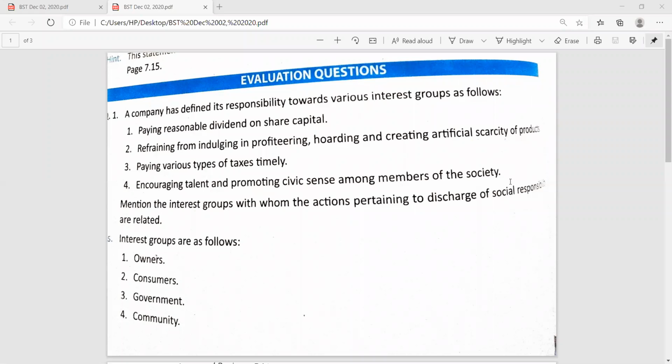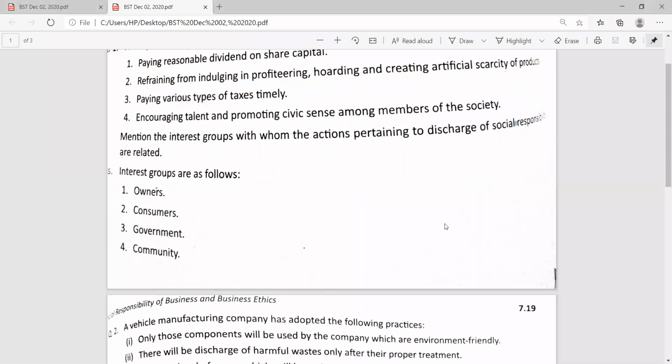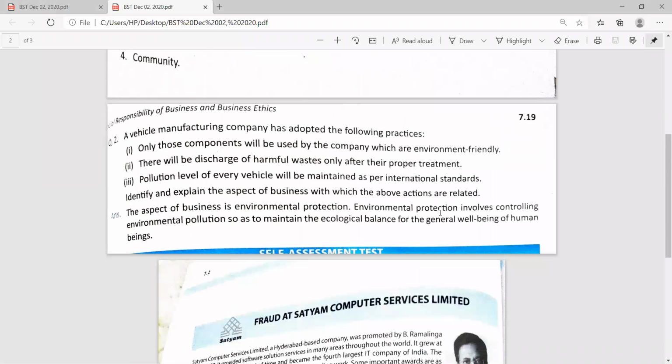Let's move to the next question. A vehicle manufacturing company has adopted the following practices. Number one, only those components will be used by the company which are environment friendly. There will be discharge of harmful waste only after proper treatment. Pollution level of every vehicle will be maintained as per international standards. Identify and explain the aspect of the business with which the above actions are related.